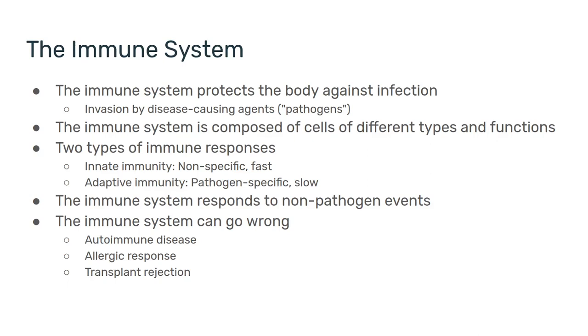And finally, the immune system can go wrong. And just a few examples: autoimmune diseases are when the immune system doesn't discriminate between self and non-self and attacks our bodies.